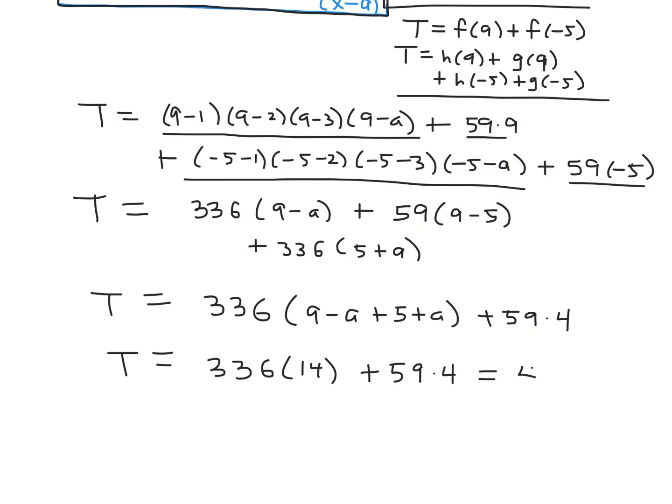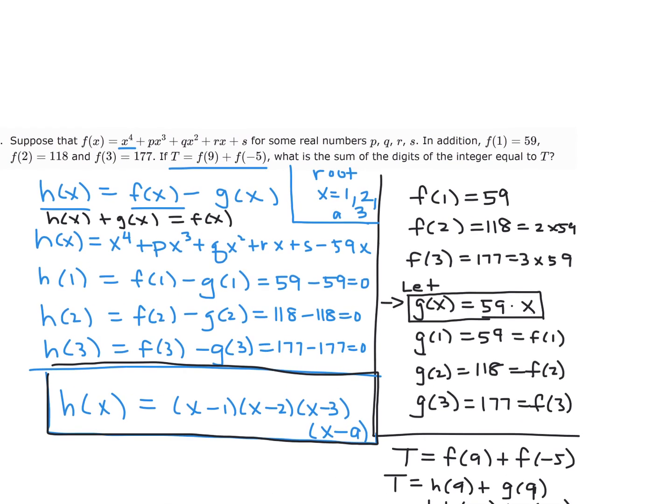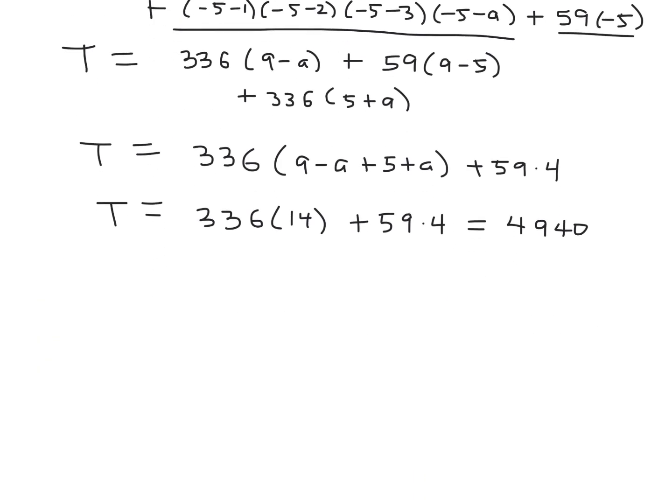And that number is 4940. And what do they want? The sum of the digits of the integer equal to t. Okay, so this is the integer equal to t. The sum of the digits would be 4 plus 9 plus 4 plus 0. And that, I believe, is 17.